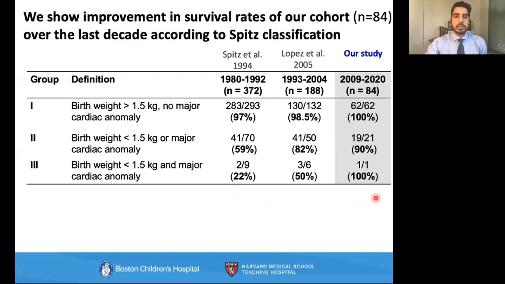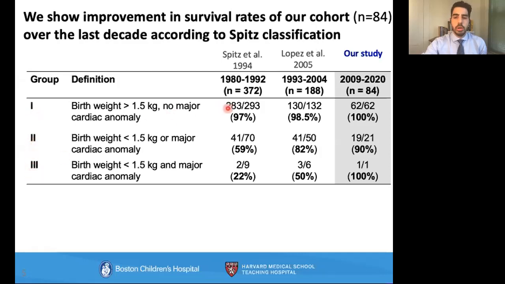We show improvement in survival rates of our cohort over the last decade according to Spitz classification. The Spitz classification stratifies patients according to birth weight and presence of a major cardiac anomaly, defined as requiring medical or surgical intervention. Group 1 indicates low risk, 2 medium risk, and 3 high risk.